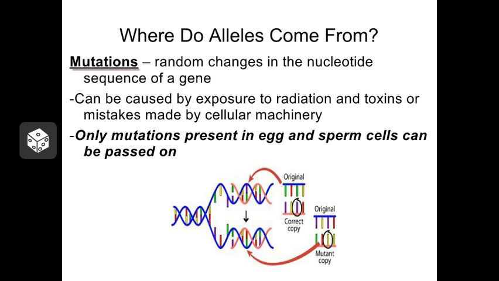Mutations can be caused either by exposure to nasty chemicals or exposure to radiation, such as sunlight, or also from just the cell making mistakes as it copies the DNA. Only mutations that occur inside an egg or a sperm cell can actually be passed on. So if you do get a mutation in a skin cell or a heart cell, that might affect you, but that's not a mutation that's going to become an allele that will be passed on to the next generation.